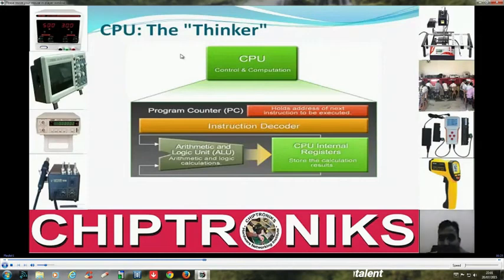So what is inside a CPU? Just remember that inside a CPU you have a program counter. What is the function of the program counter? It holds the address of the next instruction to be executed. It also has an instruction decoder, an arithmetic and logic unit, and CPU internal registers which store the calculated data. So I think I'm clear up to this point.